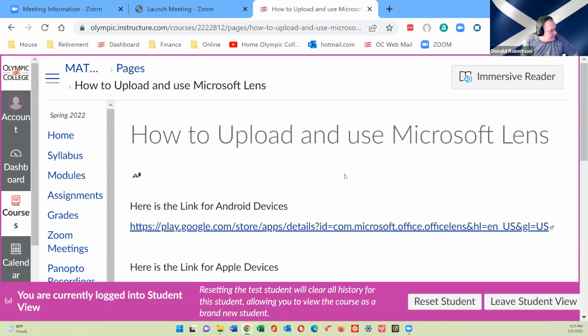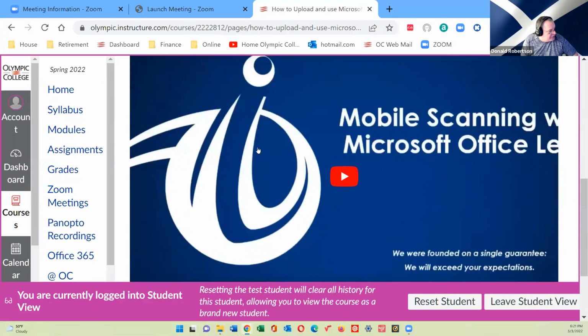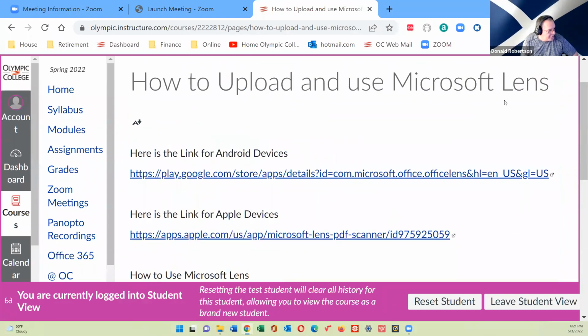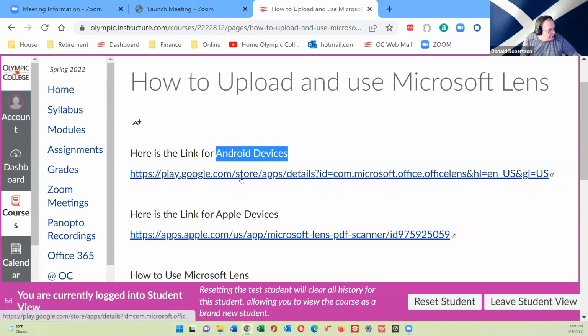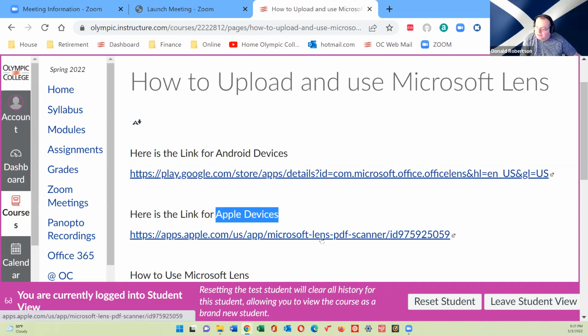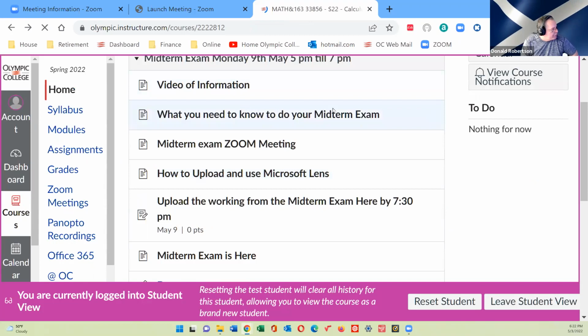Click on this, and this gives you a video that you can watch that shows you how to use this particular software. If you're using an Android phone, then this is the link. And if you've got an Apple phone, this is the link. And basically it's free. It's a piece of software. Take pictures of your working, upload it. I get it.